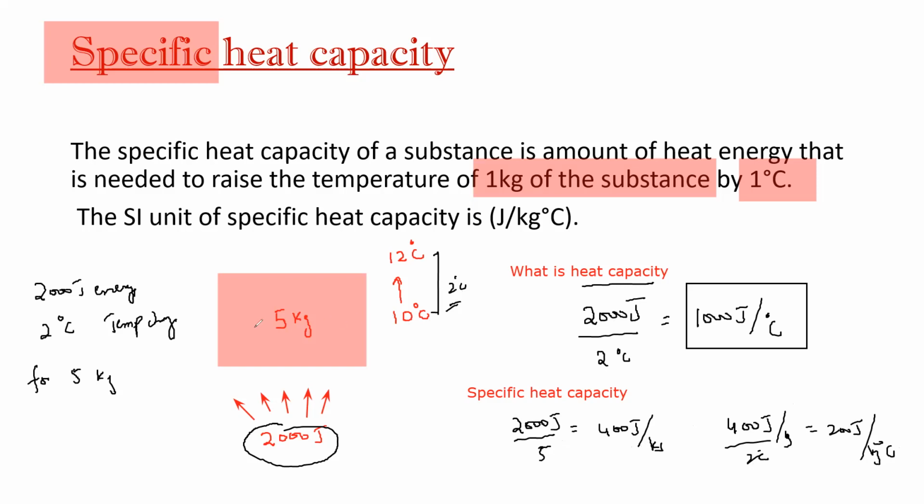So what does it show? It shows that if we want to change the temperature of a 1 kilogram object by 1 degree centigrade, how much energy is needed? We need 200 joules of energy. So the only difference between heat capacity and specific heat is the mass. In heat capacity, we do not use the mass of an object, but in specific heat capacity, we use the mass, and we are finding how much energy is needed for a 1 kilogram object.